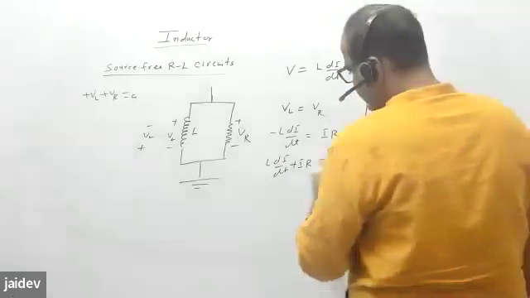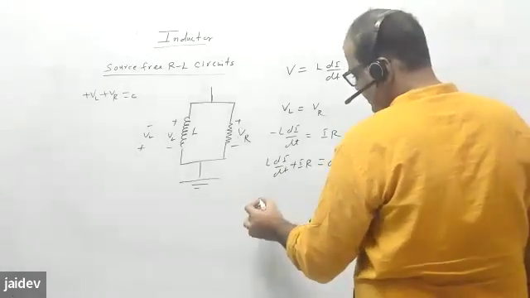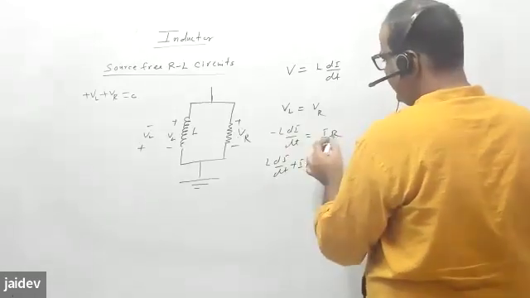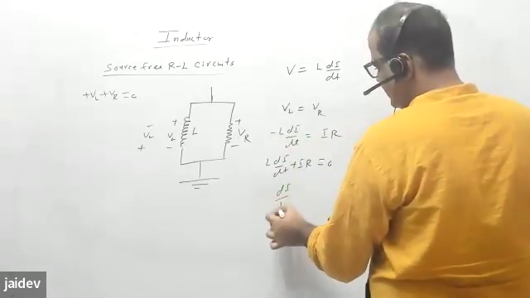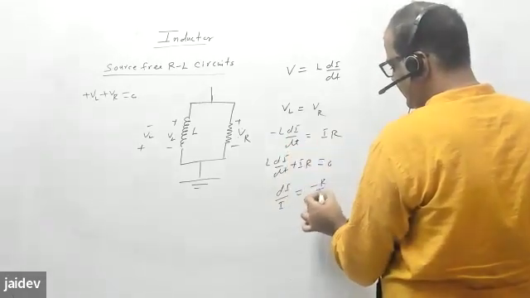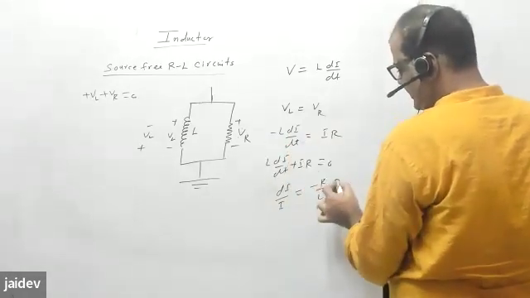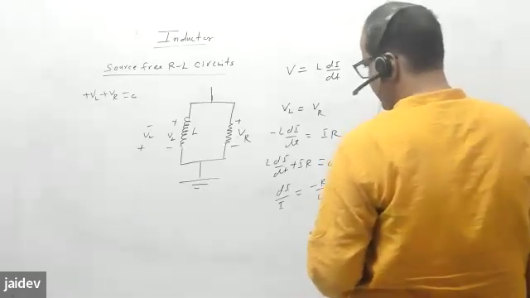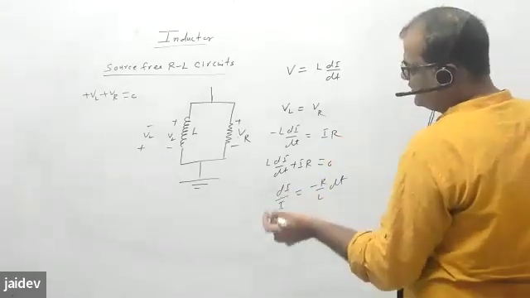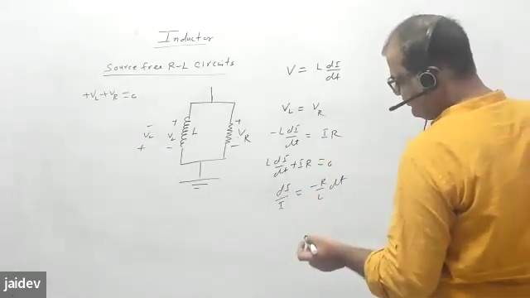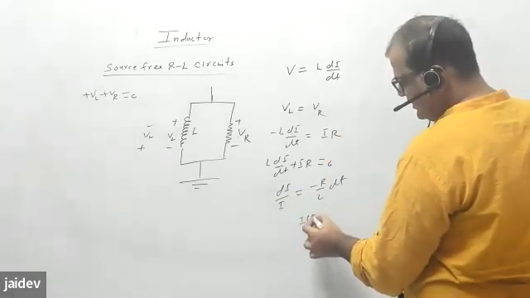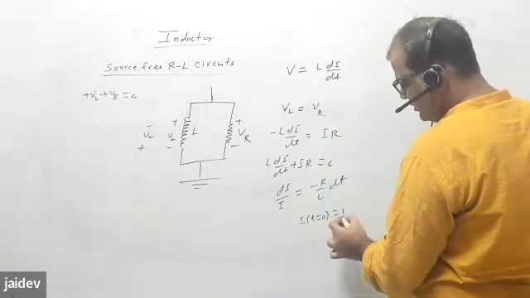Now solve this equation for I. So we can write here itself di upon I equals minus R by L dt. And the initial current you should know. You can assume it to be I naught. So the initial current I at t equal to 0 is I naught.